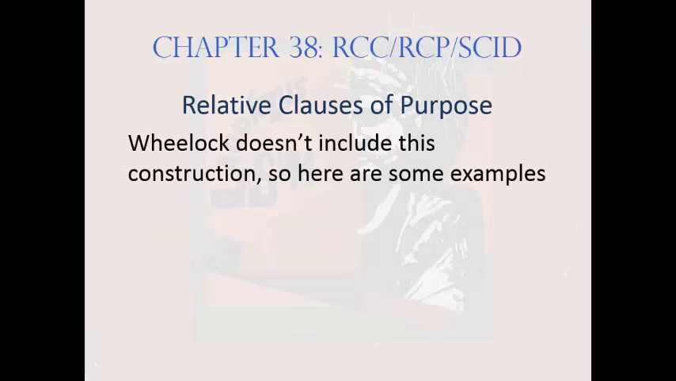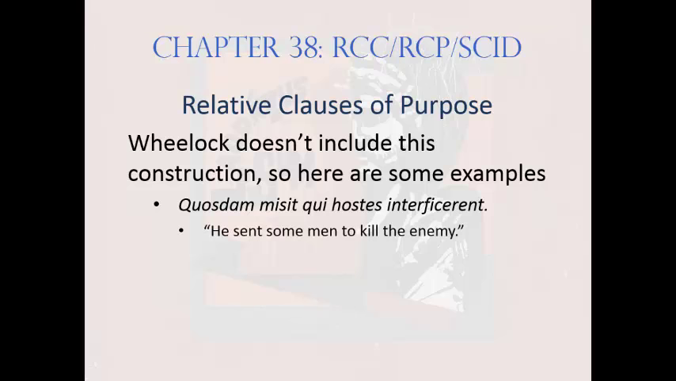Since Wheelock doesn't discuss RCPs at all in his textbook, let's look at a few examples of this construction. You are responsible for knowing it in this class. First sentence. Quosdam misit qui hostes interficerent, meaning he sent some men to kill the enemy.